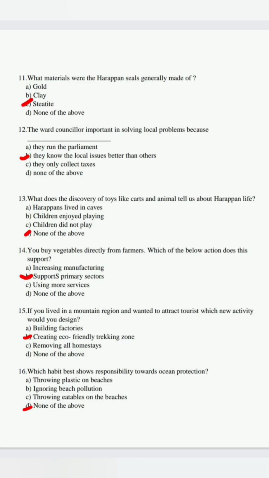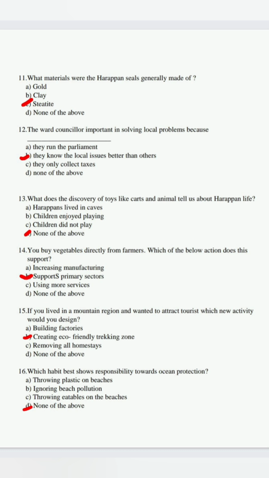Question number 14. You buy vegetables directly from farmers. Which of the below action does this support? Options are A. Increasing manufacturing. B. Supports primary sectors. C. Using more services. And D. None of the above. And the correct option among these is option B. Support primary sectors.